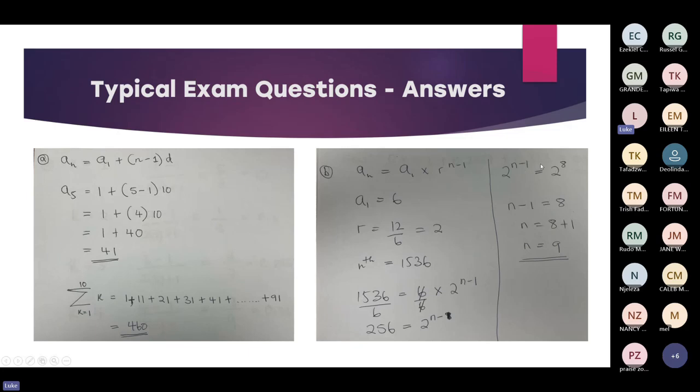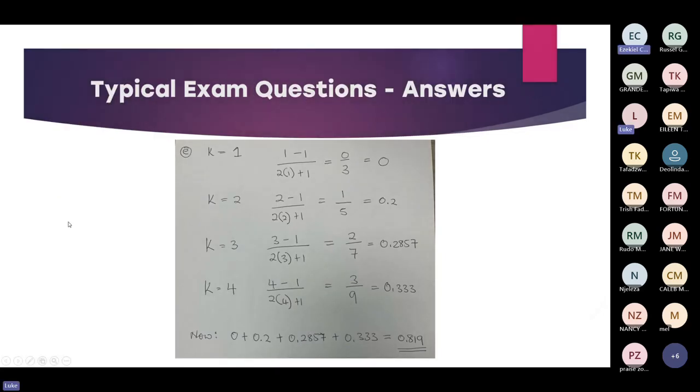Then we're going to take the laws of indices. We're going to take our indices n minus 1 is equal to 8. Then our n is given by 8. We're going to take 1 to the other side, then 8 plus 1 gives us 9. So it means the number of terms in this geometric sequence is 9. Just like that.